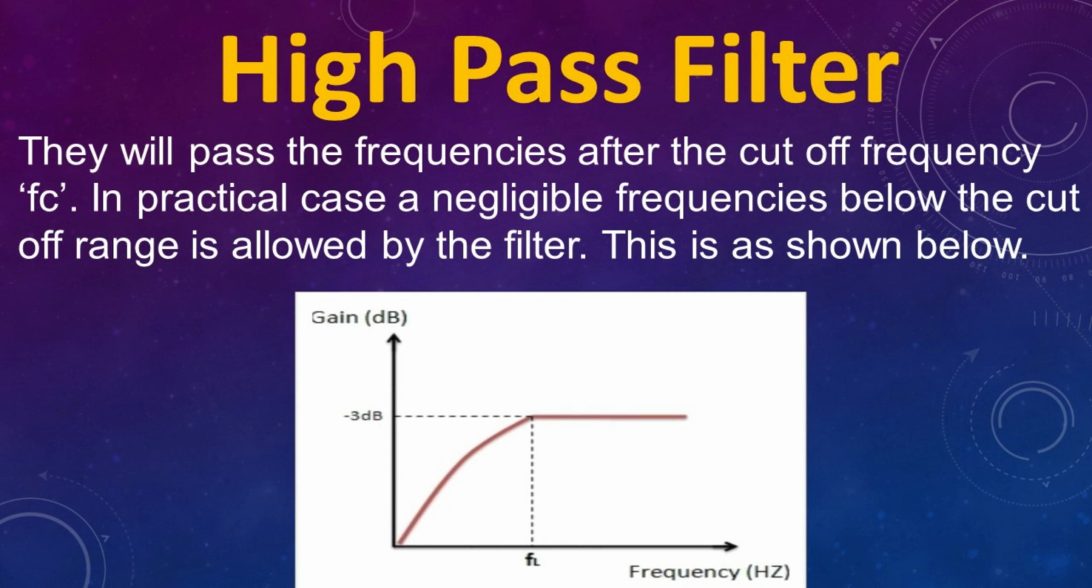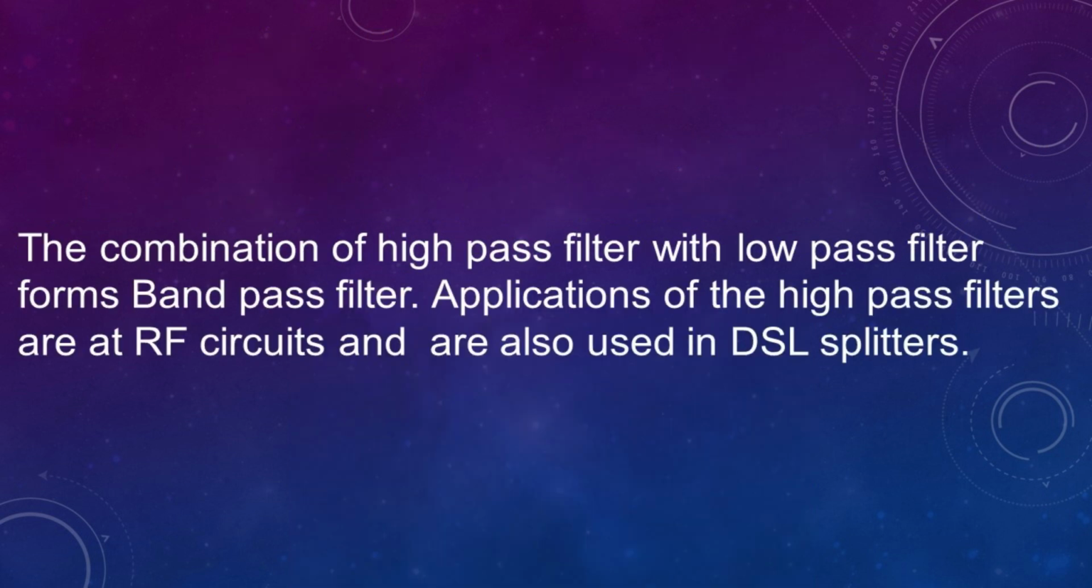High-pass filter. They will pass the frequencies after the cut-off frequency Fc. In the practical case, negligible frequencies below the cut-off range are allowed by the filter. This is as shown below. The combination of a high-pass filter with a low-pass filter forms a band-pass filter. Applications of the high-pass filters are in RF circuits and they are also used in DSL splitters.